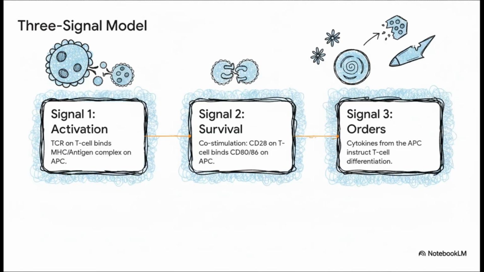Let's break down this 3-key system. Signal 1 is all about specificity. The T cell receptor has to be a perfect match for the specific MHC peptide complex being shown. It ensures the response is laser-focused.